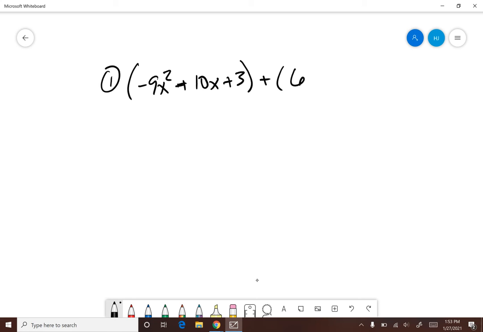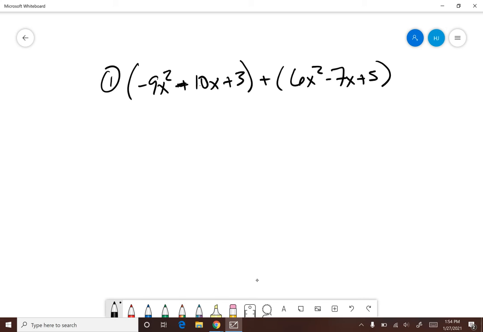All right, so I'm going to give you 2 different problems. We'll just call this problem number 1. And so we have negative 9x squared plus 10x plus 3 plus 6x squared minus 7x plus 5. Okay, so we're going to work on this problem. And again, we're asked to add these 2 sets of trinomials. All right, now we know the term for that because we have 3 terms here.